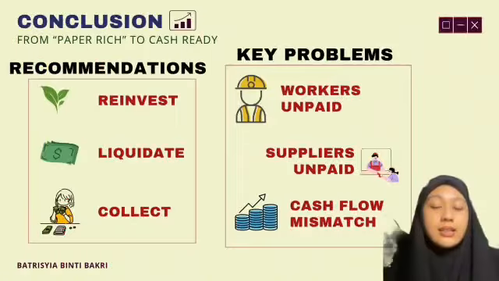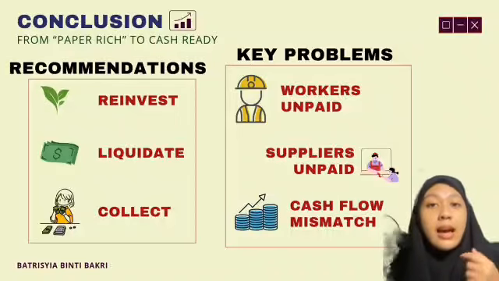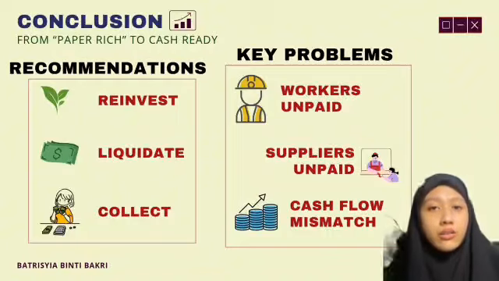So let's take this together. KA Industries appears on paper to be in good financial health, with solid net working capital, a fast-selling product, and a strong brand. But in reality, workers are waiting for wages, suppliers are awaiting payment, and cash remains tied up in inventory, receivables, and idle funds.